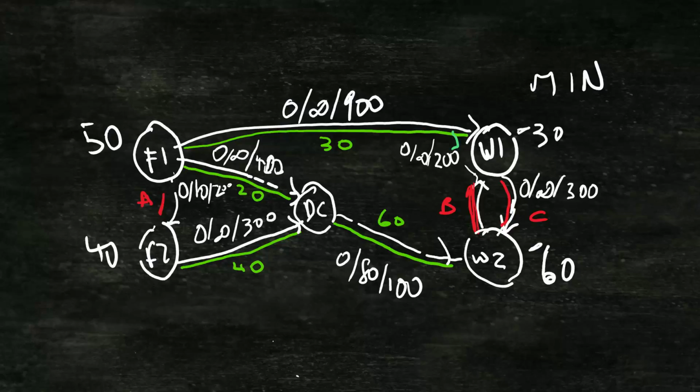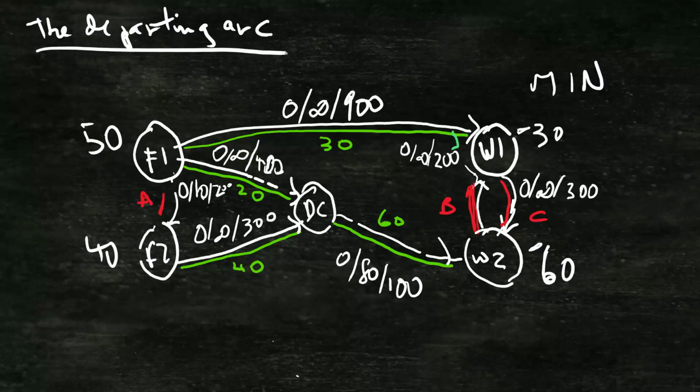Okay, we're now going to determine the departing arc. So the exercise is to determine the departing arc. We know that W2, W1 enters. So since W2, W1 enters, we can now erase this red.